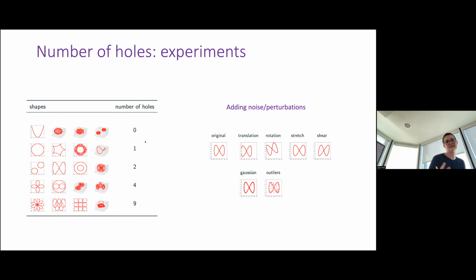And since it's often argued that persistent homology is useful because it can deal well with noise, or it's robust in some sense, we also added, to each original shape coming from our data set, some transformations like translation, rotation, stretching, shearing, and then some Gaussian noise and outliers.